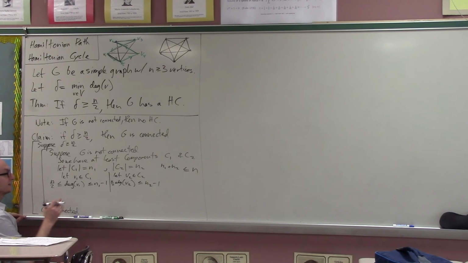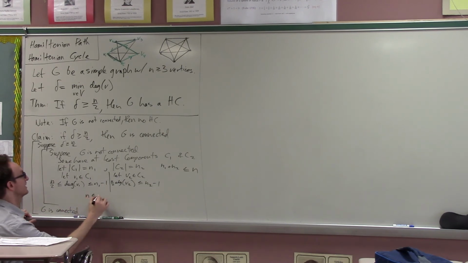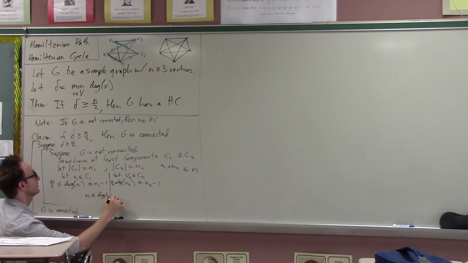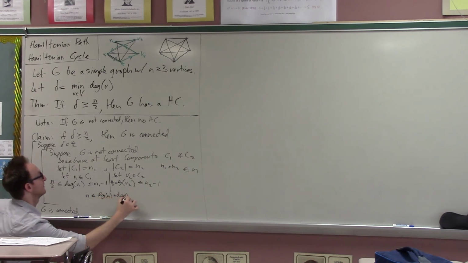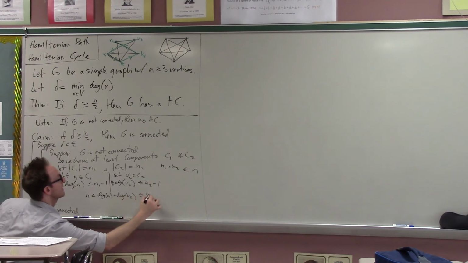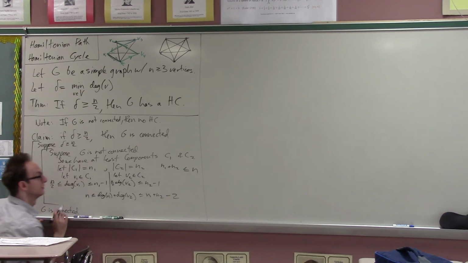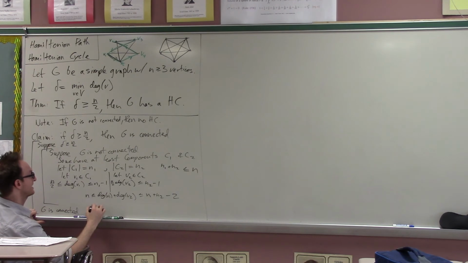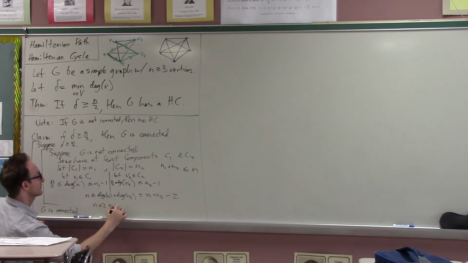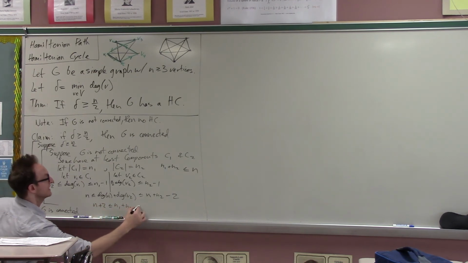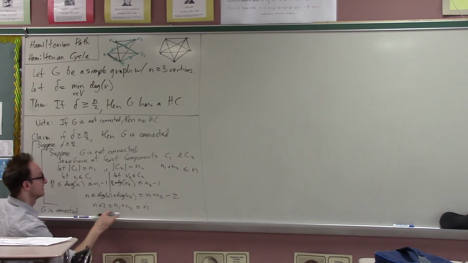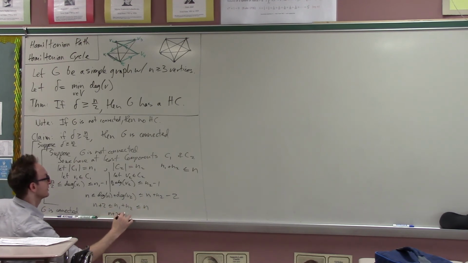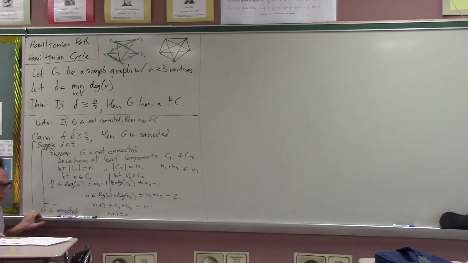Yeah. So if you add those two inequalities, then you get N is less than or equal to the degree of V1 plus the degree of V2, which is indeed less than or equal to N1 plus N2 minus 2. But that's just crap, right? Because then you have N plus 2 is less than or equal to N1 plus N2, which is in turn less than or equal to N. So N plus 2 is less than or equal to N. That's no way.